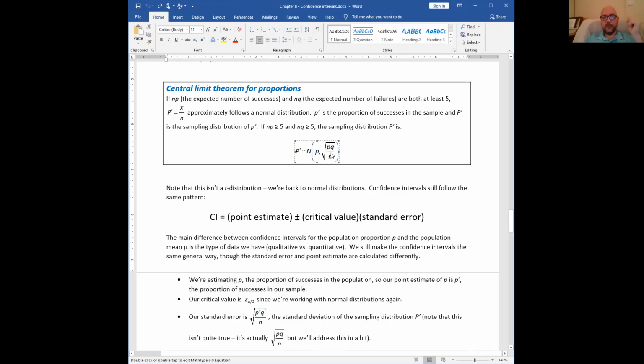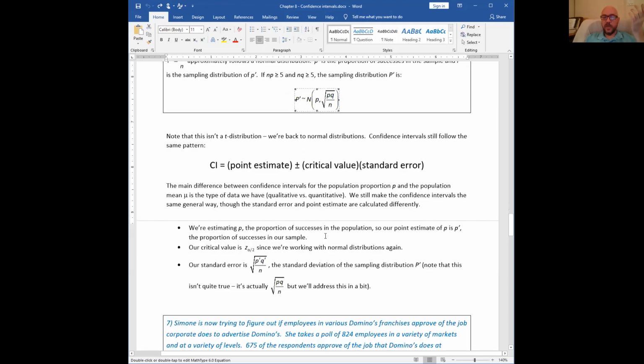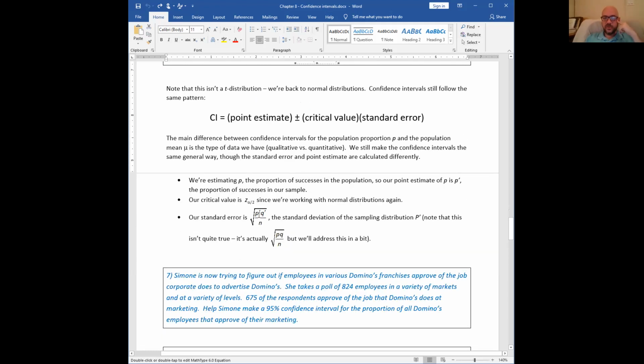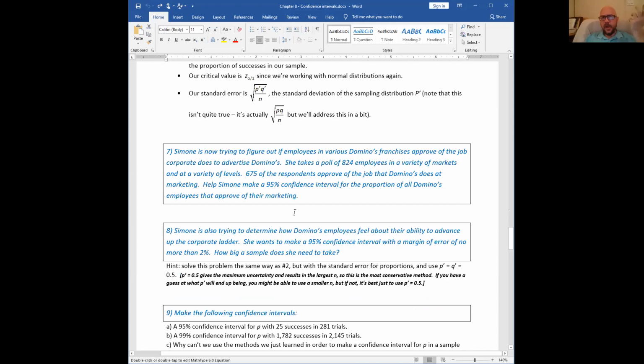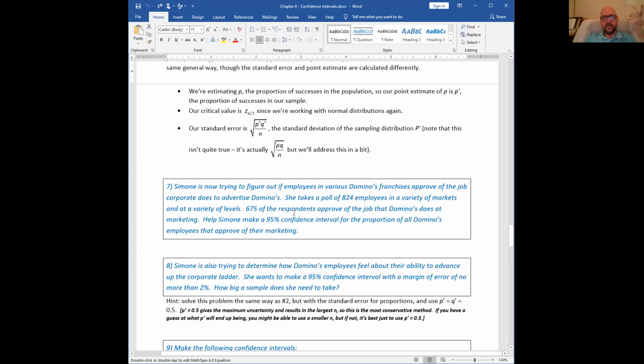That's it. Now, we do run into one problem here. P and Q are parameters. P is the population proportion of successes, and Q is the population proportion of failures. So what we end up doing is approximating those with P prime and Q prime, which is to say the sample proportion of successes and the sample proportion of failures. That's pretty much it. So let's see how that works.